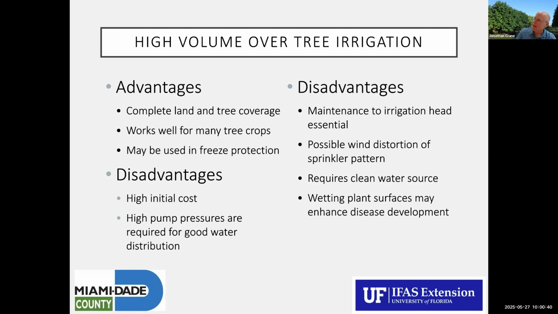So you need to maintain some of the disadvantages. You need to maintain that sprinkler head, and if it's 10 feet above the ground, these poles are generally put in where you can disassemble them to work on the sprinkler head. There is the wind distortion, and it requires clean water, otherwise it's going to clog. And you're getting the tree surfaces and the fruit wet, which, if you have problems with diseases, can cause more problems.